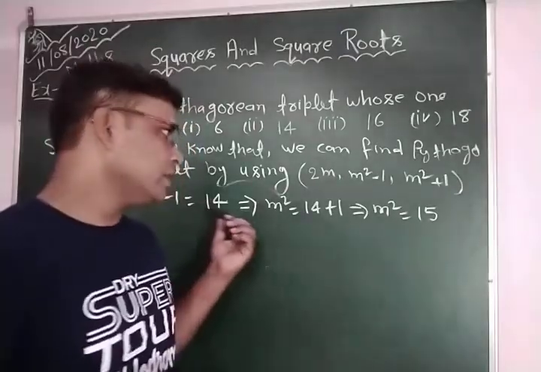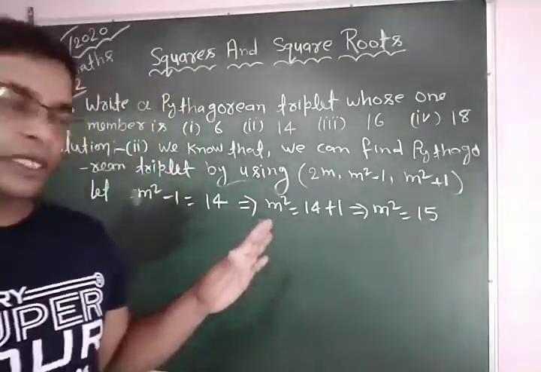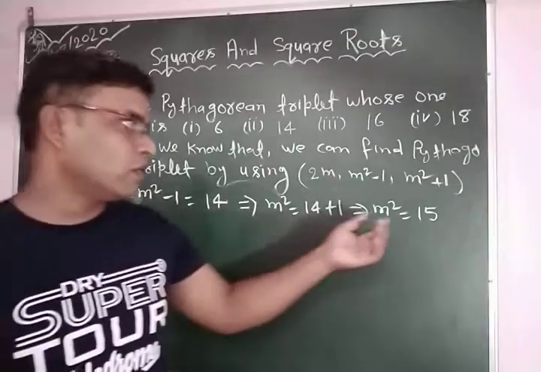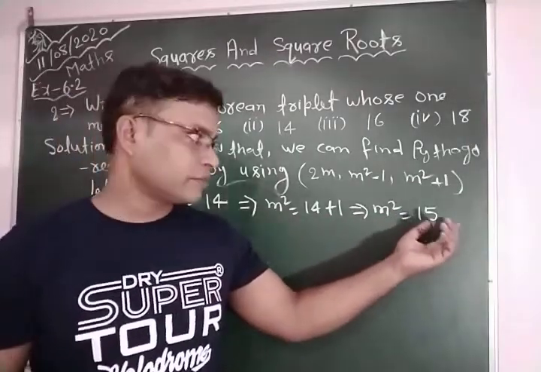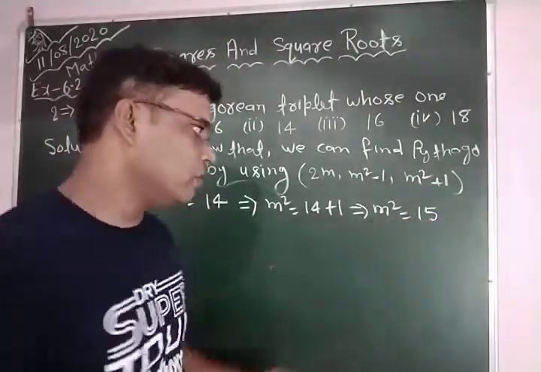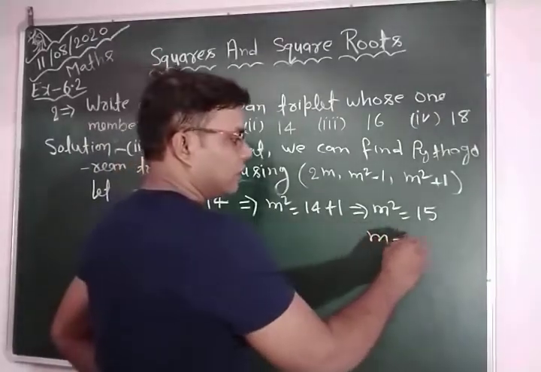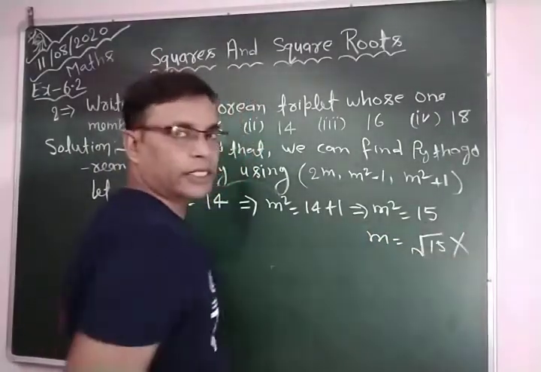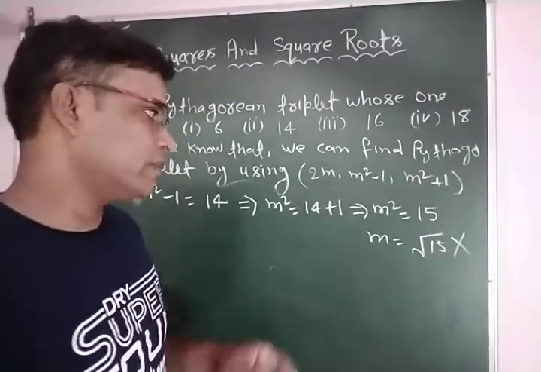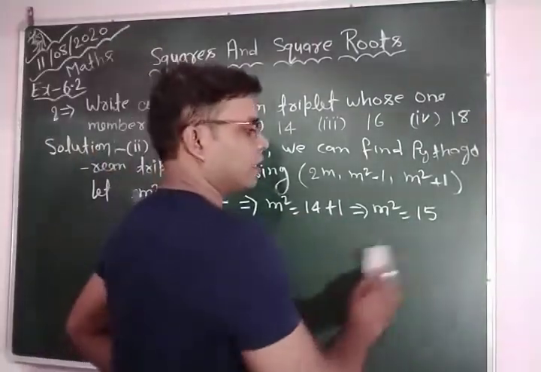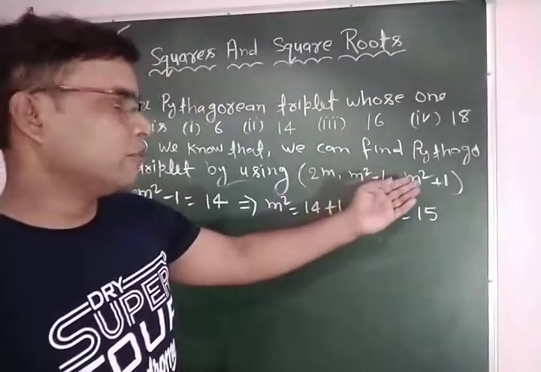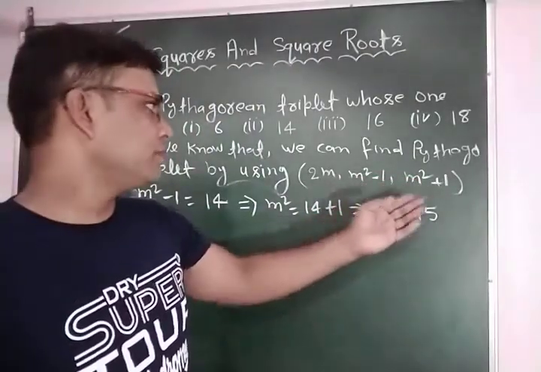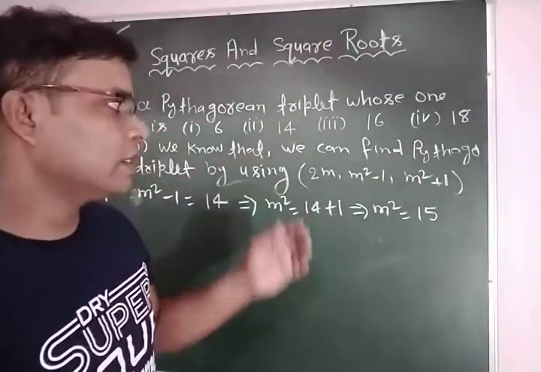So our assumption is wrong, totally wrong, okay. Why? Because the value of m is not a natural number. If you find the value of m, then we obtain the square root of 15, which is not a natural number, so our assumption is wrong, okay. Again we let m square plus 1 is equal to 14, okay.